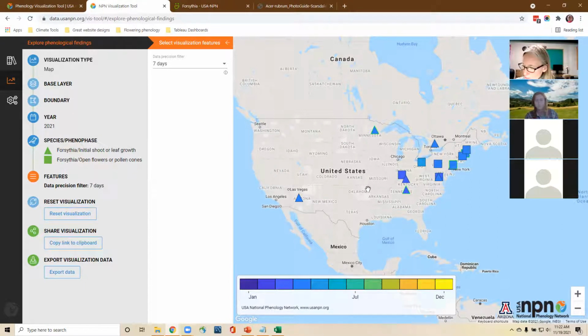The other component of this is the color of the icon. They correspond to the date of the onset. So you can see which ones are generally earlier or later. And the way they're represented here kind of makes sense. The southern observations are on the earlier side, and the ones in the north are a little bit lighter, so they're a little bit later in the year.